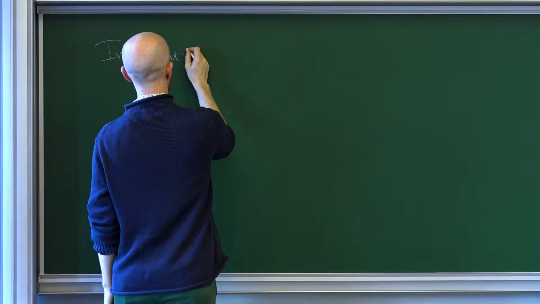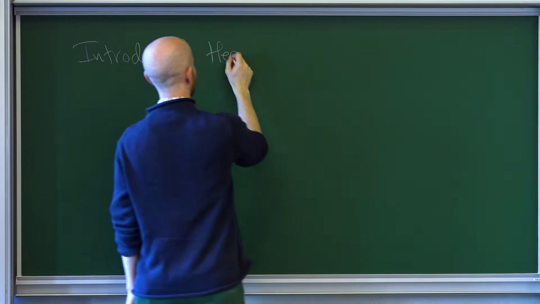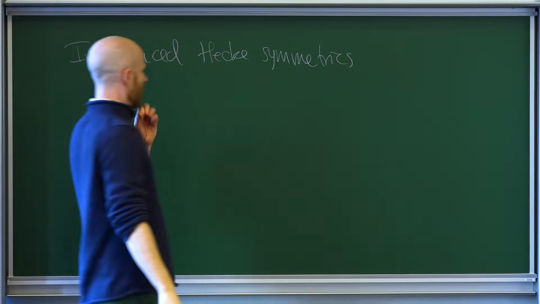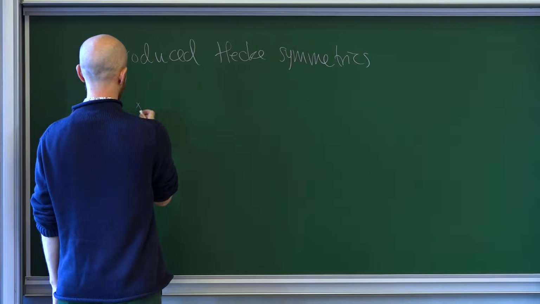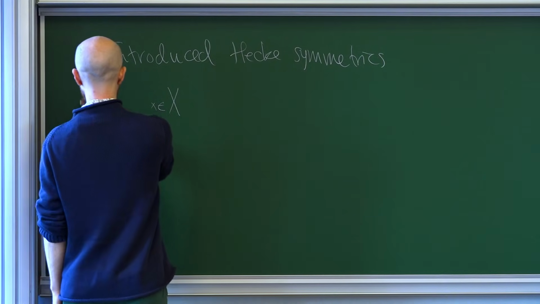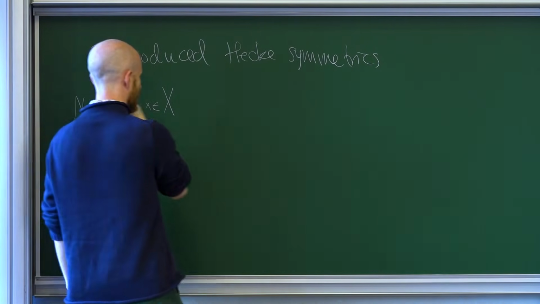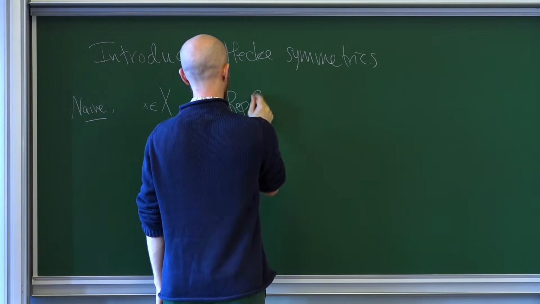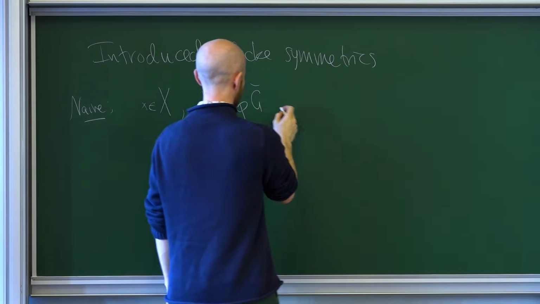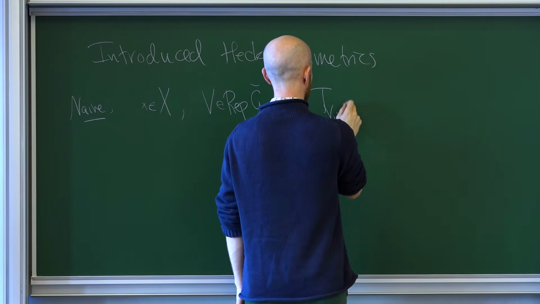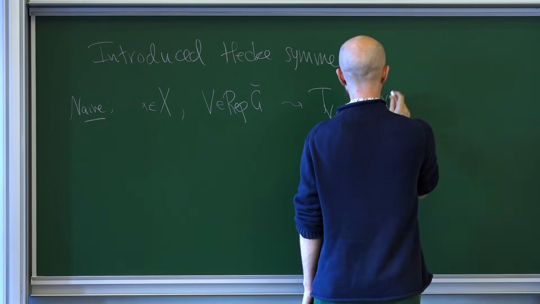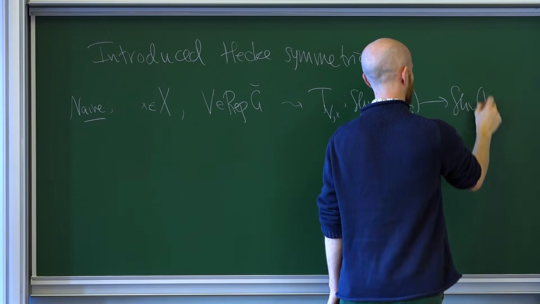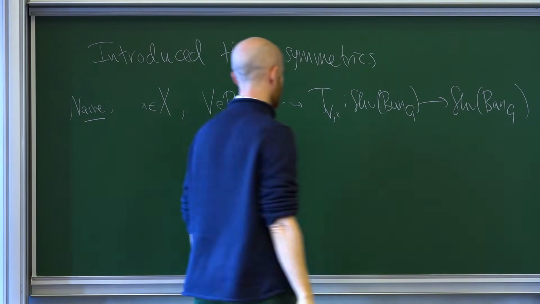And then we introduced the Hecke symmetries at the end of the talk. So again, briefly, the naive setup would be that for every x in X and every representation of G check, you get this corresponding Hecke functor from sheaves on Bun_G to sheaves on Bun_G, so to say in any of the settings above.